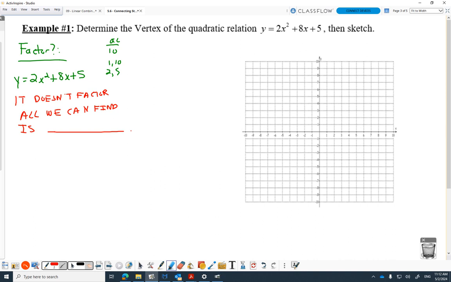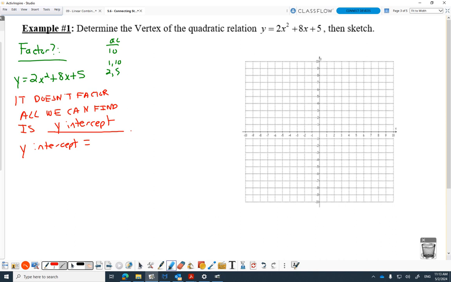All we can find is the y-intercept. I'm not saying this is the greatest math problem-solving strategy in the history of the world to go, well, I can't find what you want, but I could find the y-intercept. Okay, so what is the y-intercept? The y-intercept equals (0, 5).